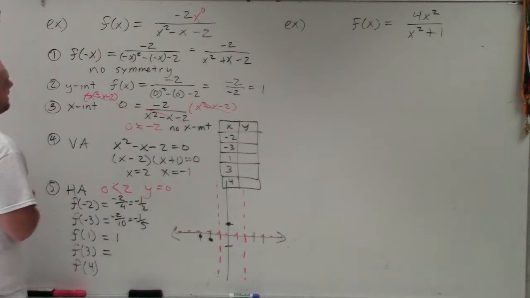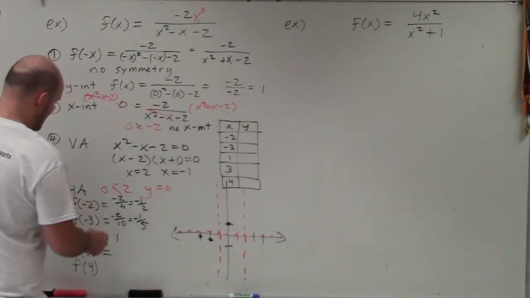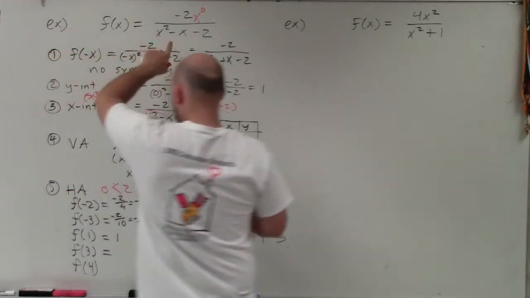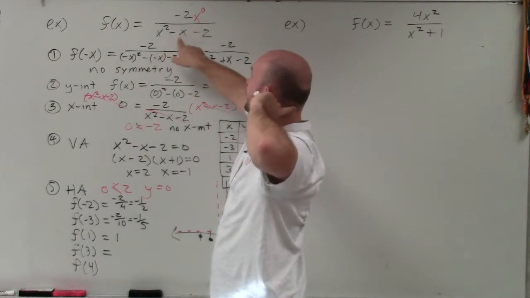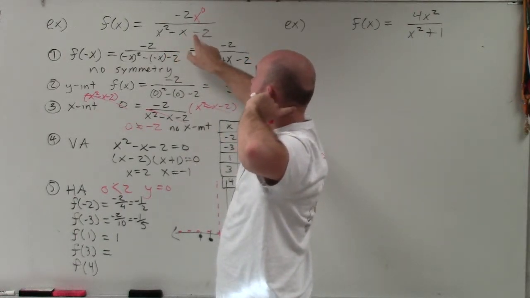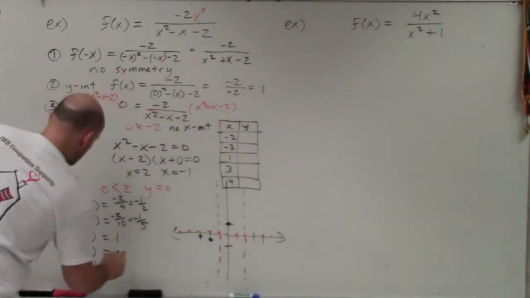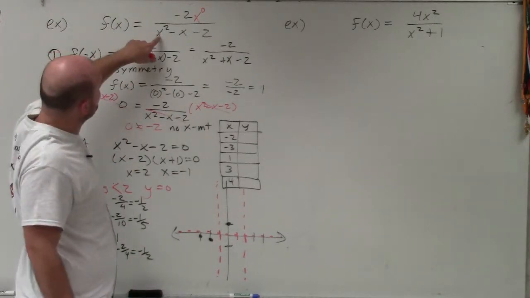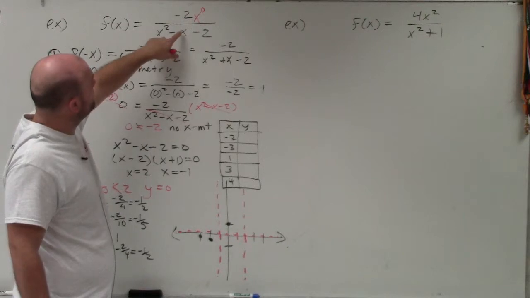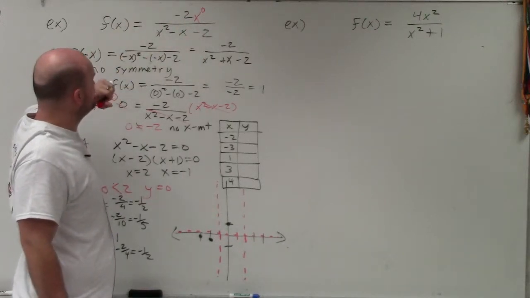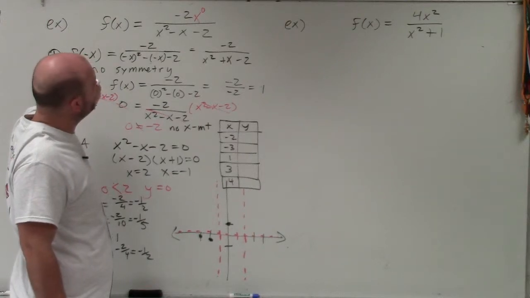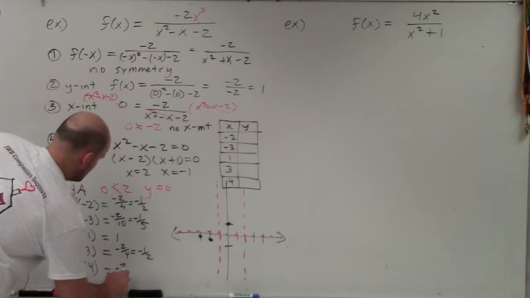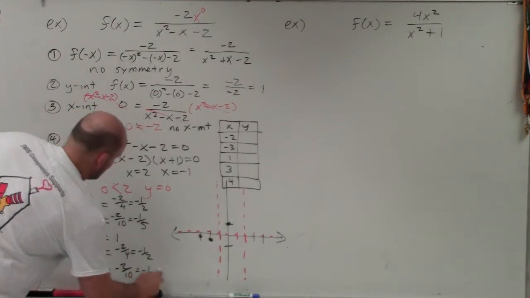So it's -2 divided by 4, which is going to be a... 3 is going to be 9. Minus 3 would be 6. Minus 2 would be 4. So -2 over 4, which equals -1/2. And then do f of 4. So that's going to be 16 minus 4, which would be 12, minus 2, which would be 10. So -2 divided by 10 equals -1/5. OK, so let's go and plot those.